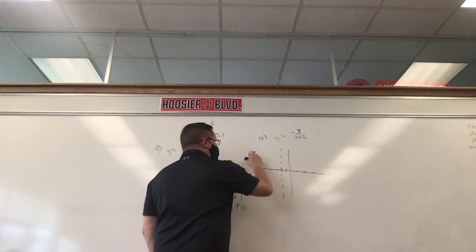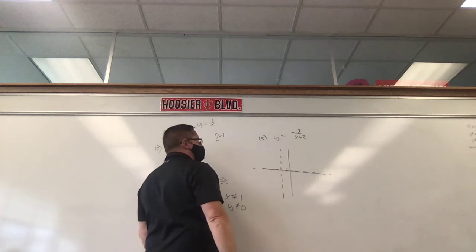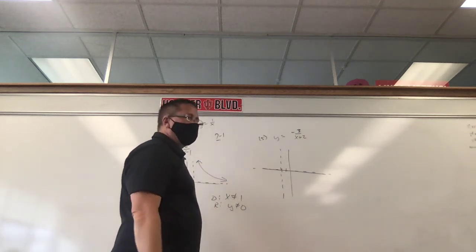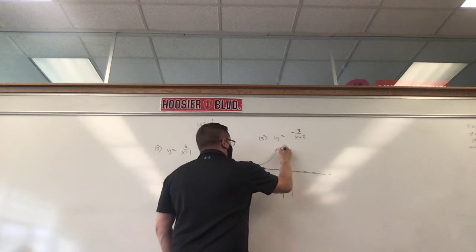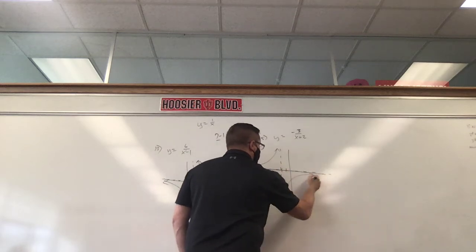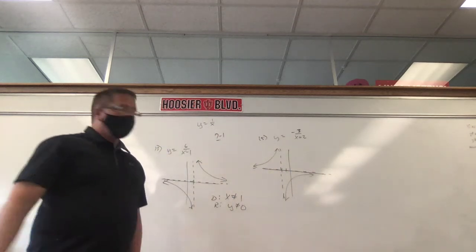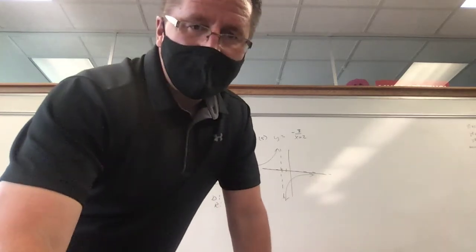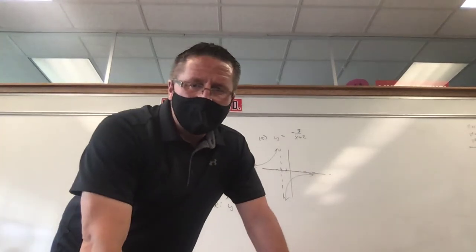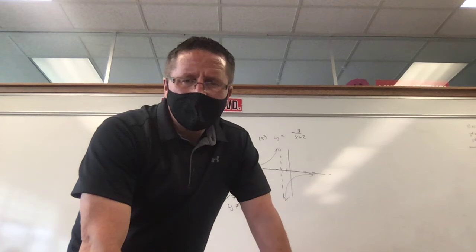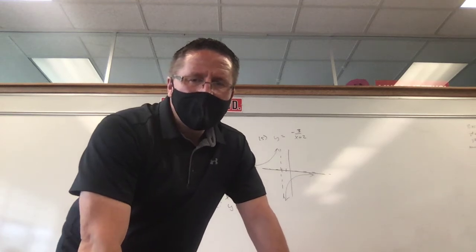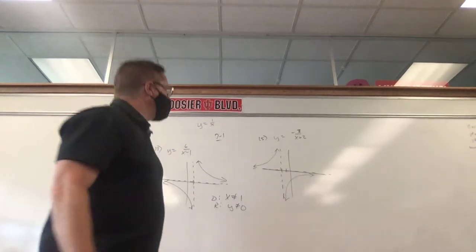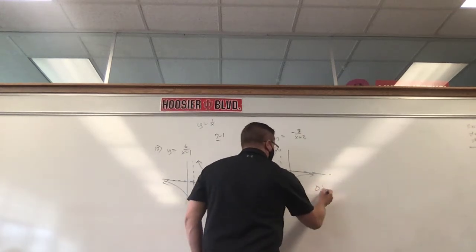Is it in 1 and 3 or 2 and 4? 2. Why? It's a negative. So it goes like this. It goes like that. That one kind of looks like which one? Top left, top right, bottom left, or bottom right? Top right. Should be top right. And domain and range.